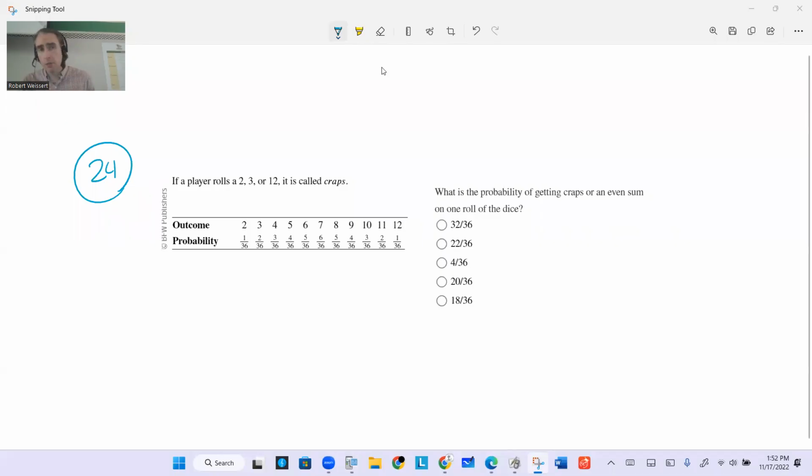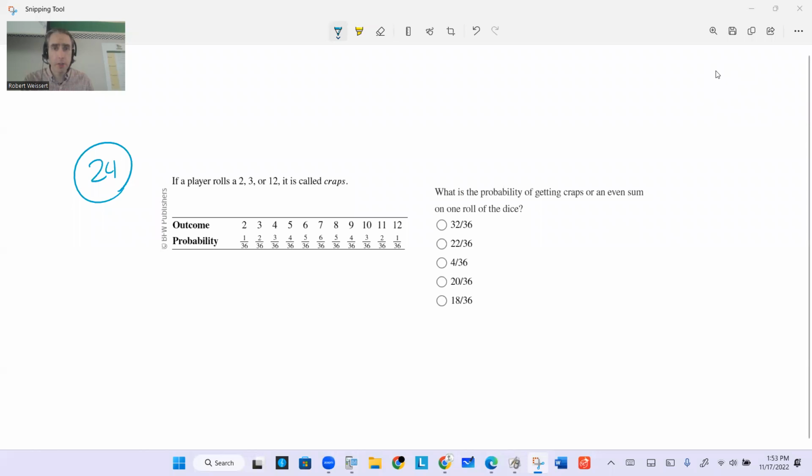And our last question, number 24. If a player rolls a 2, 3, or 12, it's called a craps. What is the probability of getting craps or an even sum on a roll of the dice? So 2, 3, or 12 is called craps. What's the probability of getting craps or an even sum on the roll of the dice? All right, so 2, 3, or 12 are getting craps. So let's just look at those first. Now on those, we got 2, 3, or 12. So we got 1, 2, 1.